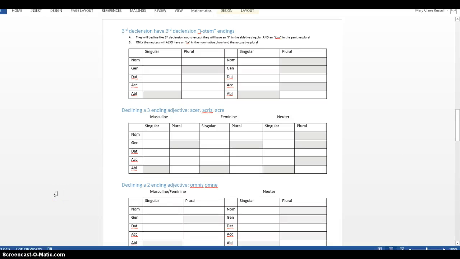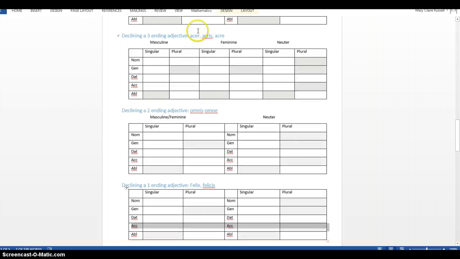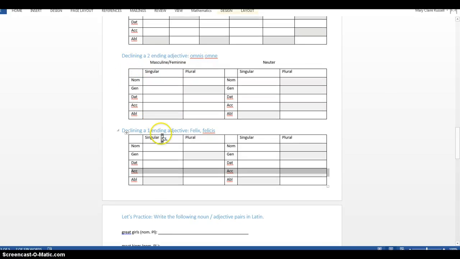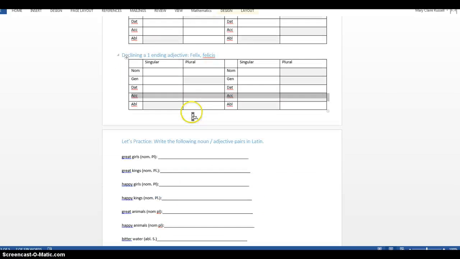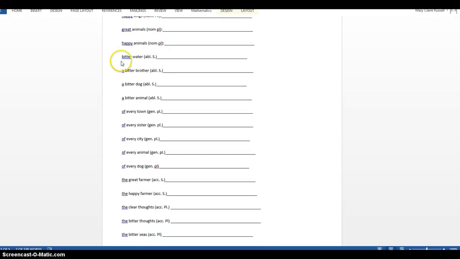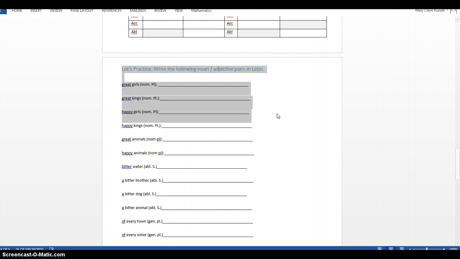Hey Latin 2, so I am going to help you finish this sheet of charts so that you can do your homework. We ended on acer, acris, acre, and we're going to go ahead and do omnis and omne together, and then felix, felicis together, and then you can use all of those charts to help you do this sheet for homework. We are going to do the first three on this sheet together just to get you started. We'll go step by step so it won't be that bad.